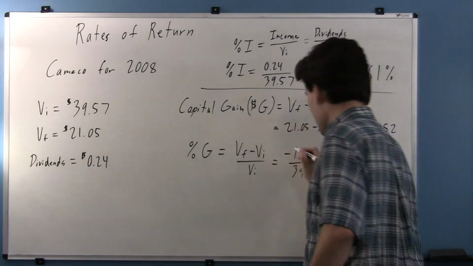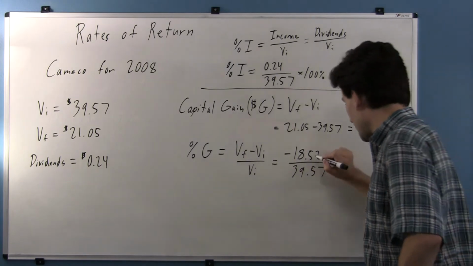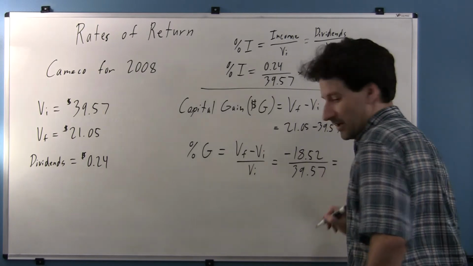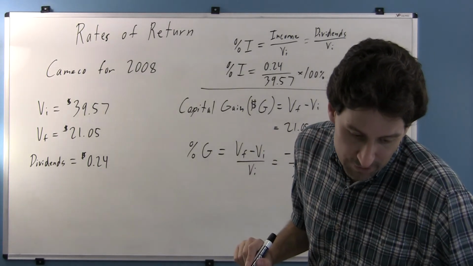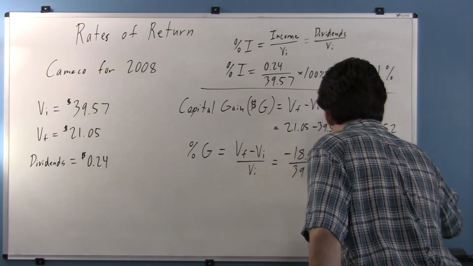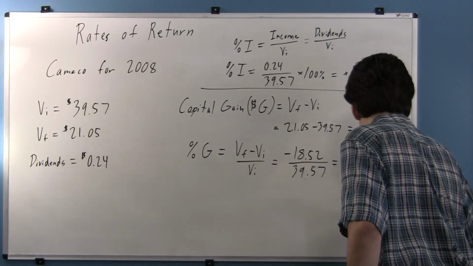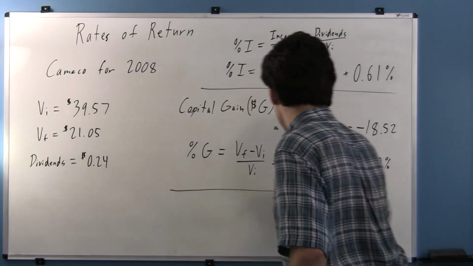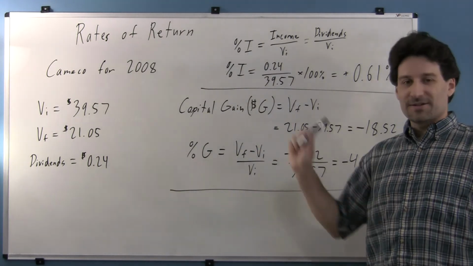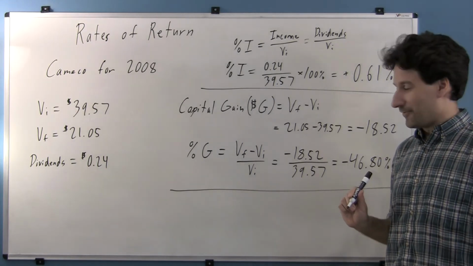You didn't have to do the capital gain part separately, but it's kind of nice just to see what happened. Oh, it was a loss here. So you put them together, and what do you get? Once you turn it into a percentage, you get a loss of negative 46.80%. So yes, if you bought at the start of 2008 and sold at the end of 2008, it wasn't the best year for you, unfortunately.